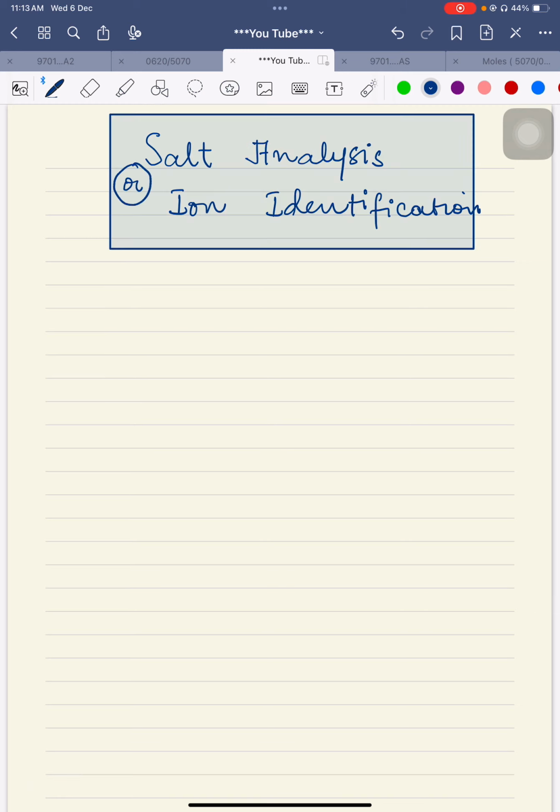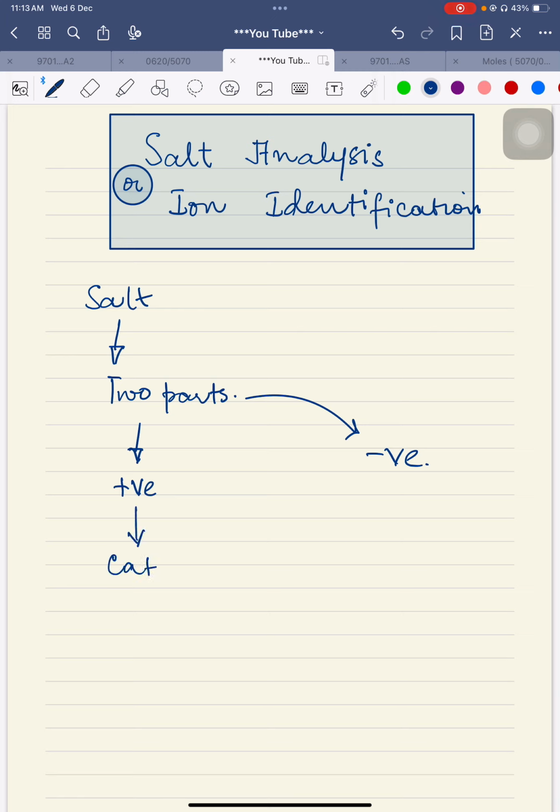Here we can say that a salt is made up of two partners, two parts: one part is a positive part, whereas the other part is a negative part. The positive part is called the cation, and the negative part is called the anion. Please note, this is not anion and cation, this is cation and anion.